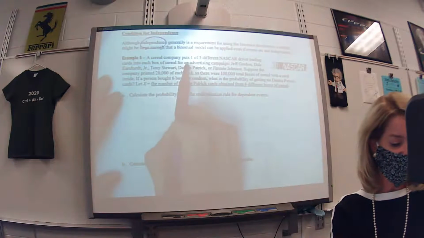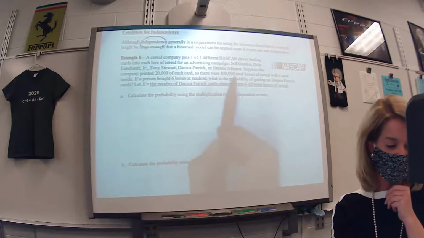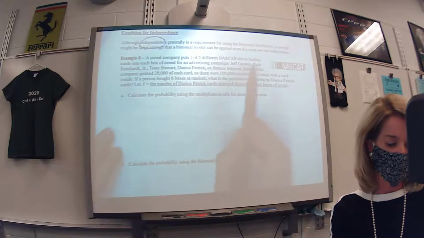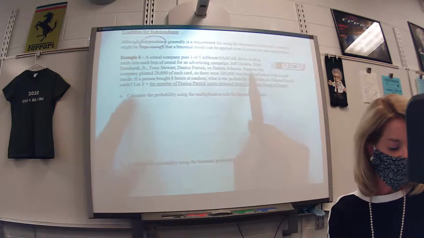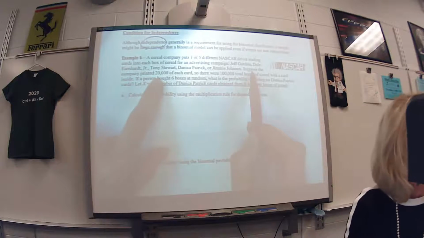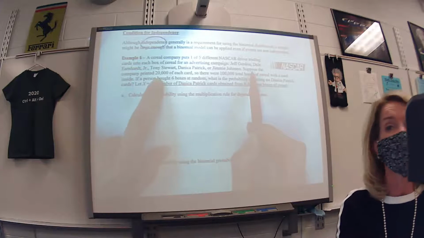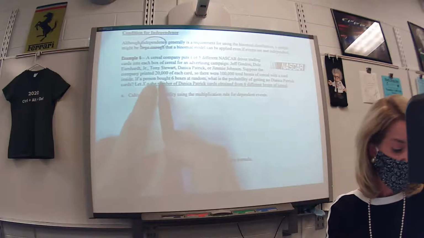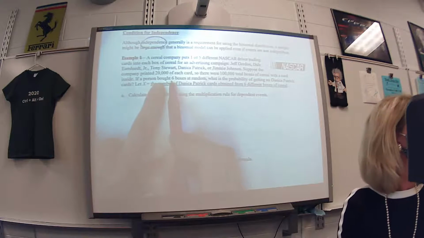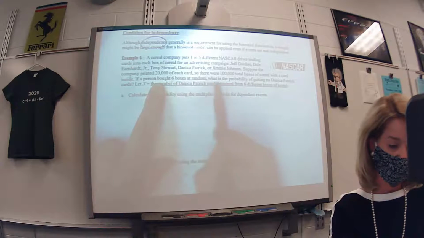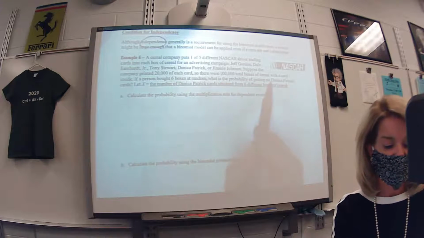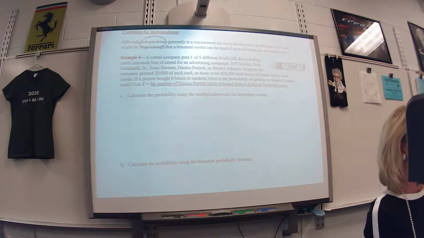A cereal company puts one of 5 different NASCAR driving trading cards into a box of cereal for an advertising campaign. Okay, so we have 5 NASCAR drivers. They don't drive anymore, but whatever. Suppose the company printed 20,000 of each card, meaning there's 100,000 cards out there. One person buys 6 boxes of cereal at random. What is the probability that if they buy 6 boxes, they never get a Danica Patrick card?